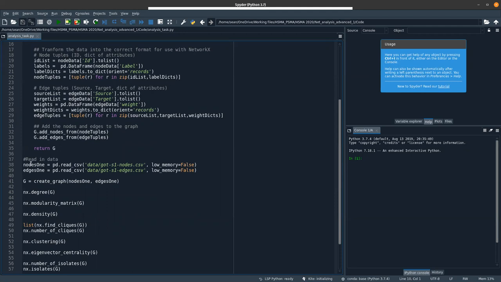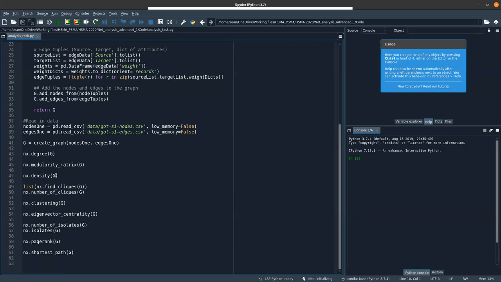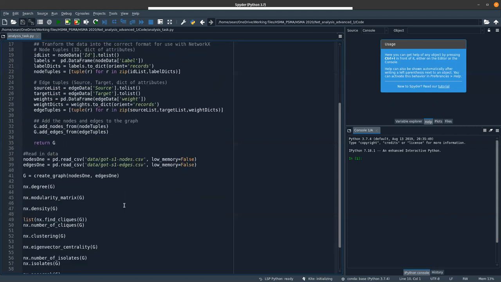I've put in pandas read CSV functions for the season one data. And this is the function call here, create graph, which creates the graph object using the data. And then you'll see these will be familiar now: some of the functions that we've discussed for analyzing the networks. So what you'll need to do is write something to read in the season two data as well, and create another graph object for that.